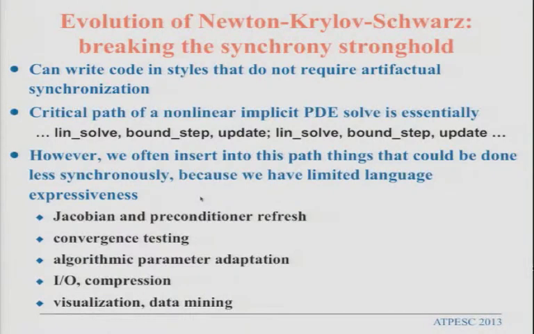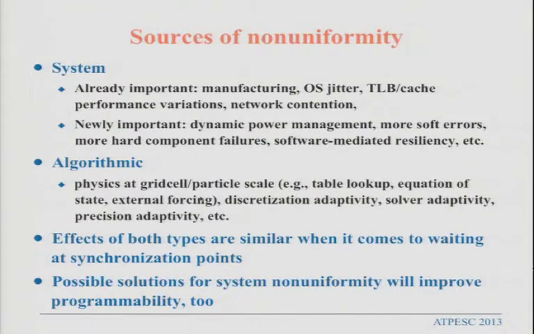There are many sources of non-uniformity. Some are already important. TLB misses can really torpedo a synchronized computation. There's OS jitter. There's manufacturing variations. There'll be some new ones. The dynamic power management, more soft errors, more hard component failures where a node simply goes away, and the software that mediates resiliency will also be performance unreliable. So algorithmically, we're also used to these kinds of non-uniformities, and the solutions for the system will improve the programmability.